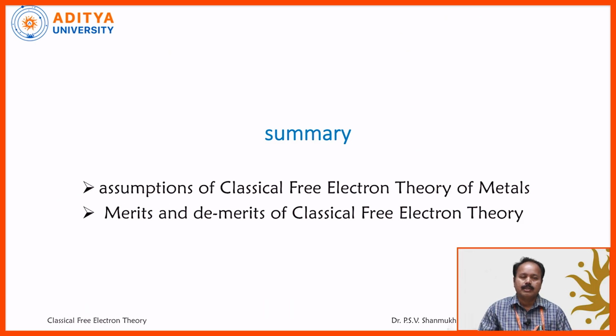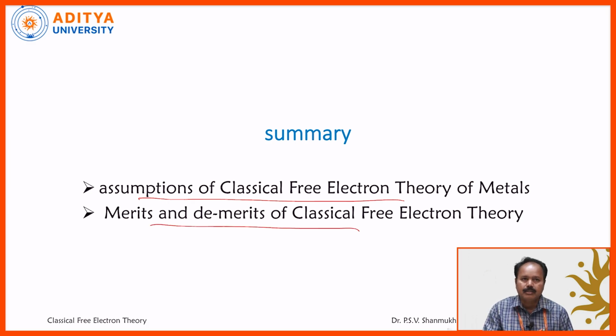So coming to the summary, we have discussed the classical free electron theory. What are the assumptions in the classical free electron theory? What are the merits and demerits? Simply summarizing, every metal contains a large number of valence electrons. They are treated as free electrons or electron gas, and moreover these electrons behave like gas molecules in a container. They obey the kinetic theory of gases, they move randomly, and they collide with positive ion cores. These are the assumptions of classical free electron theory.